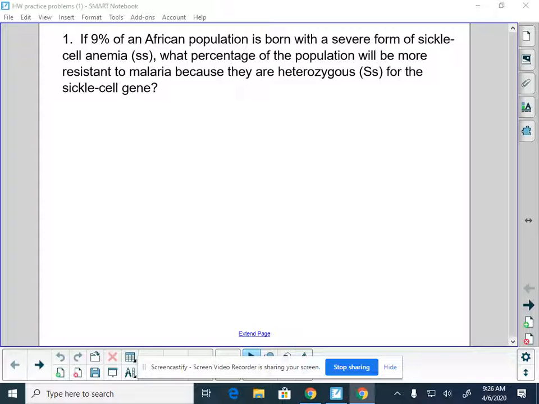These are the 4 problems that you hopefully have tried to solve already, and I'm going to run through all 4 of them. Question number 1.